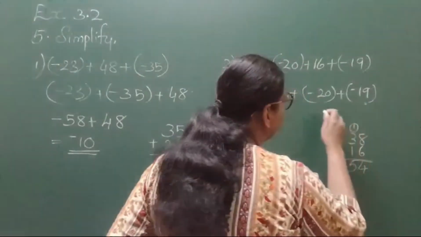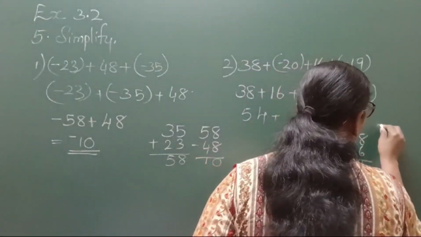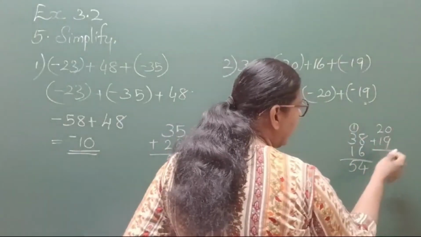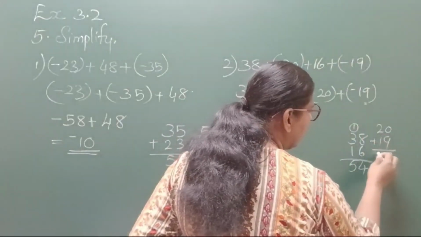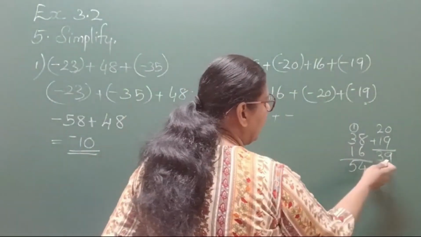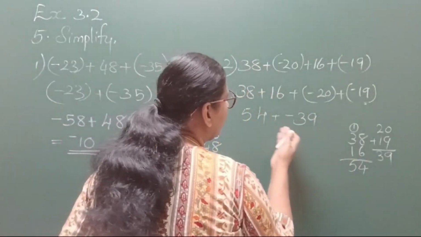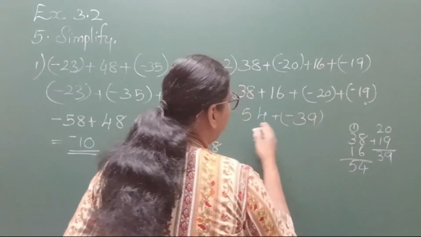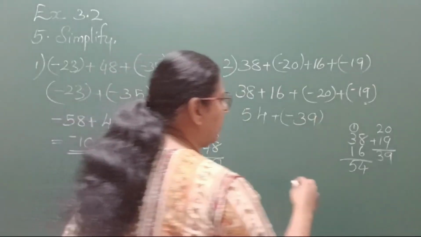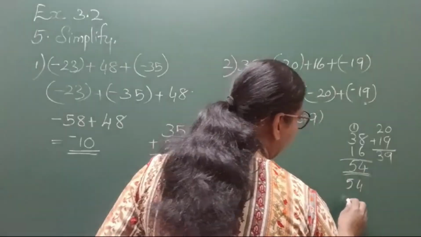38 plus 16. 8 plus 6 is equal to 14. 1 balance, 1 plus 3, 4 plus 1, 5. So we got the answer 54. Now plus minus 20 plus minus 19. This also we will add. Since both the integers are the same kind, add together and give the common sign. So 20 plus 19. 0 plus 9 is equal to 9. 2 plus 1 is equal to 3. So we give the common sign minus and then 39. Now again, these are two different integers. So we find the difference and give the sign of the greater number. So 54 minus 39.